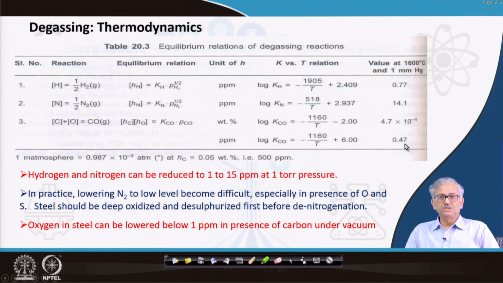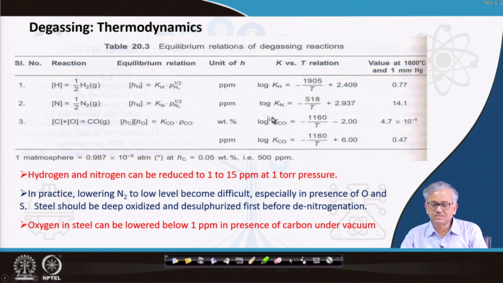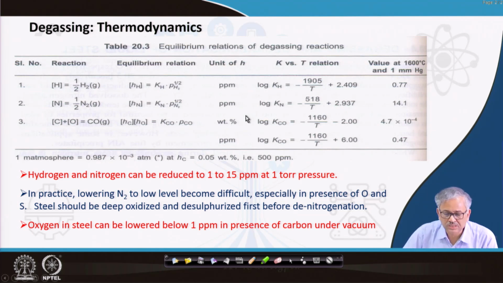But if you don't have carbon in the system and you have a lot of dissolved oxygen, you cannot remove it under vacuum, because thermodynamics says the weight percent for this reaction will be very high. I have not shown that, but it is indeed the situation. But oxygen can be removed in presence of carbon, right? So, this is the thermodynamics and kinetics of degassing.